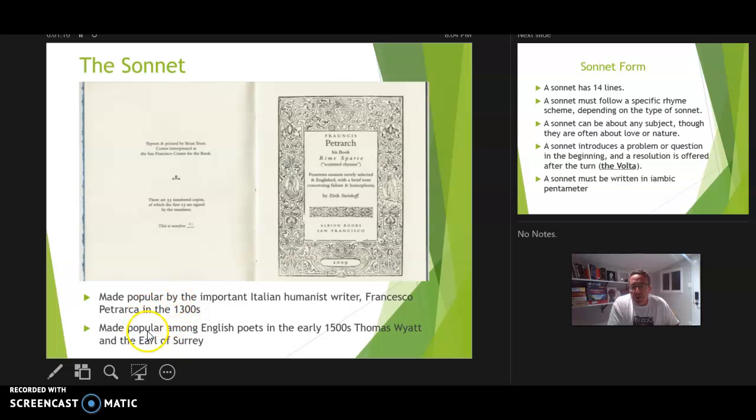They became popular. They only became popular in English when a couple English writers, Thomas Wyatt among them, and the Earl of Surrey, started writing their own versions of sonnets in the early 1500s, and started making this a popular form of poetry to write in the English language.